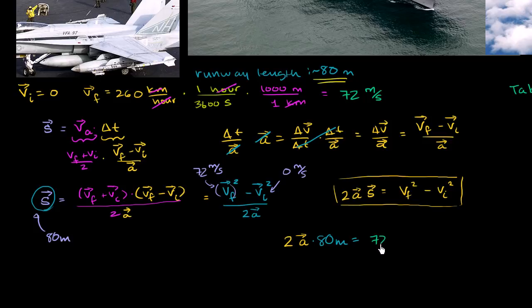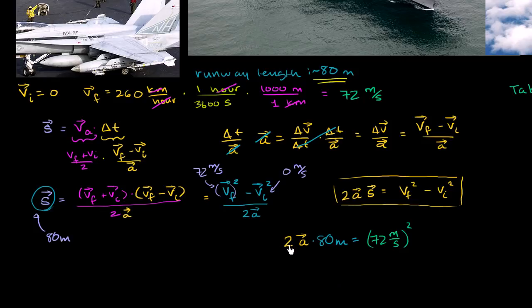So 72 meters per second, squared, minus our initial velocity. Our initial velocity in this situation is just 0, so it's just going to be minus 0 squared, which is just 0. So we don't even have to write it down. And so to solve for acceleration, you just divide.